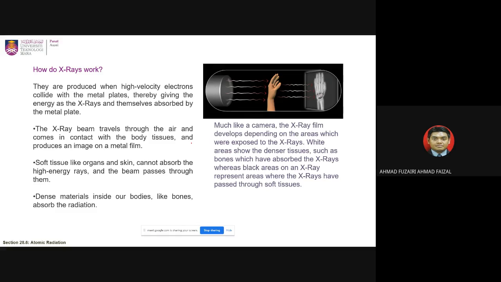How do X-rays work? You can read this on your own. Much like a camera, the X-ray film develops depending on the areas which were exposed to the X-ray. White areas show the denser tissue.